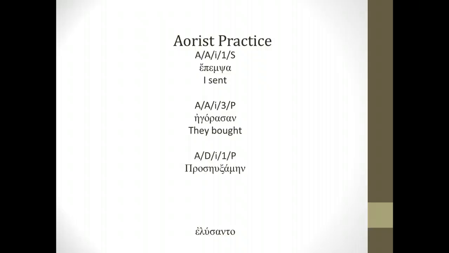Prosēuxametha is an aorist deponent indicative, first person plural, comes from proseuchomai. Keep in mind that your deponent, and so in this case proseuchomai, will take the middle voice ending, and it is simply we prayed. Finally, elusanto from luō. In this case, it is an aorist middle indicative, third person plural, meaning they loosed for themselves.